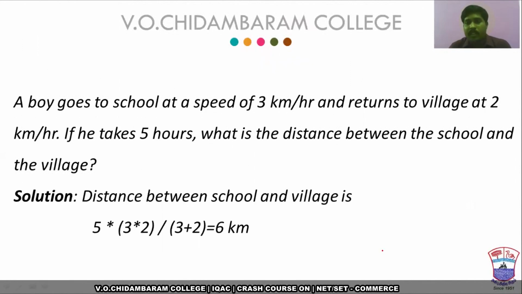One way speed is 3 kilometer per hour, returning speed is 2 kilometer per hour. The boy takes 5 hours to complete the distance between school and his home. What is the distance between the school and his village? That is 5 into 3 into 2 by 3 plus 2. So the total answer is 6.